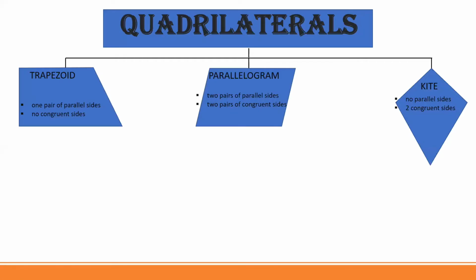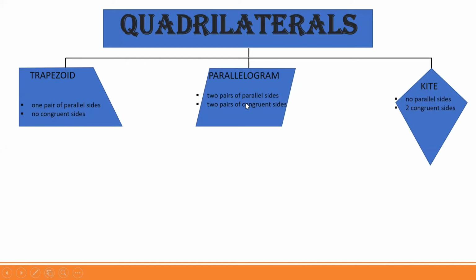So let's have our quadrilateral tree. Quadrilaterals are subdivided into three classifications: trapezoid, parallelogram, and kite. Why? Because of their number of parallel sides. A trapezoid has one pair of parallel sides. Meaning, this side is parallel to this side, and it has no congruent sides. Meaning, the sides are different in measure.